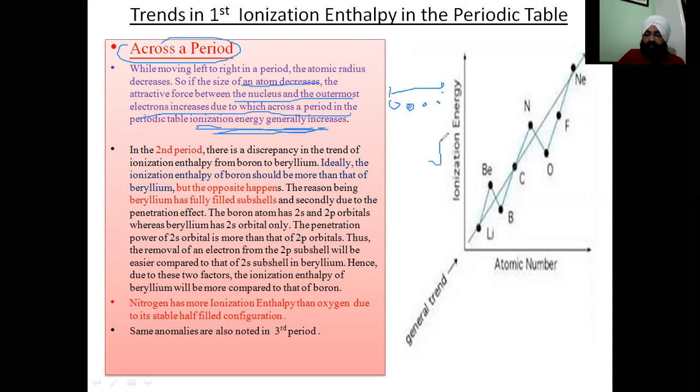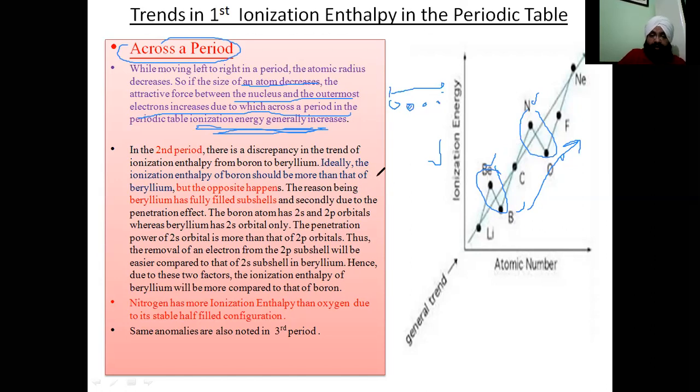So here is a diagram which shows period 2: lithium, beryllium, boron, carbon, nitrogen, oxygen, fluorine, and neon. In general, the trend is an increase in the ionization enthalpy. However, there are two variations in the trend. One is for beryllium and boron, and the other is nitrogen and oxygen. Boron's ionization enthalpy should be more than beryllium's as per the trend. Oxygen should be more as per the trend.